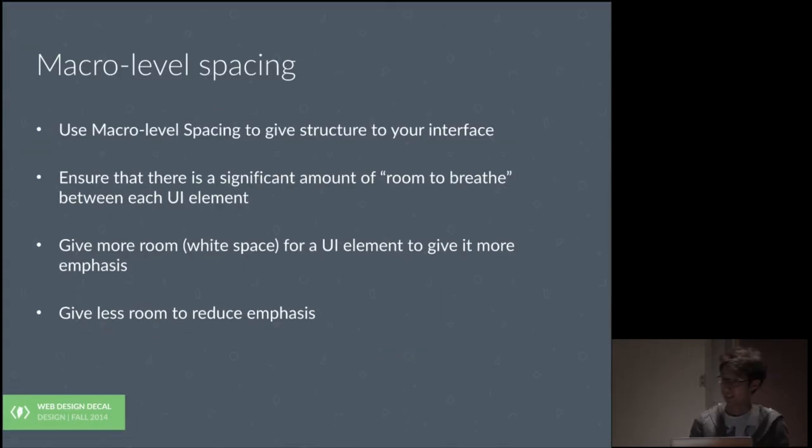There are two types of spacing. One is macro level spacing. I'm going to get to this first because this is extremely important. This is everything that you've discussed in the programming lecture using the CSS box model. We use this to give structure to your interface. You would give more room, more margin, or more padding to give an element more emphasis, and you give less room to reduce the emphasis for an element.